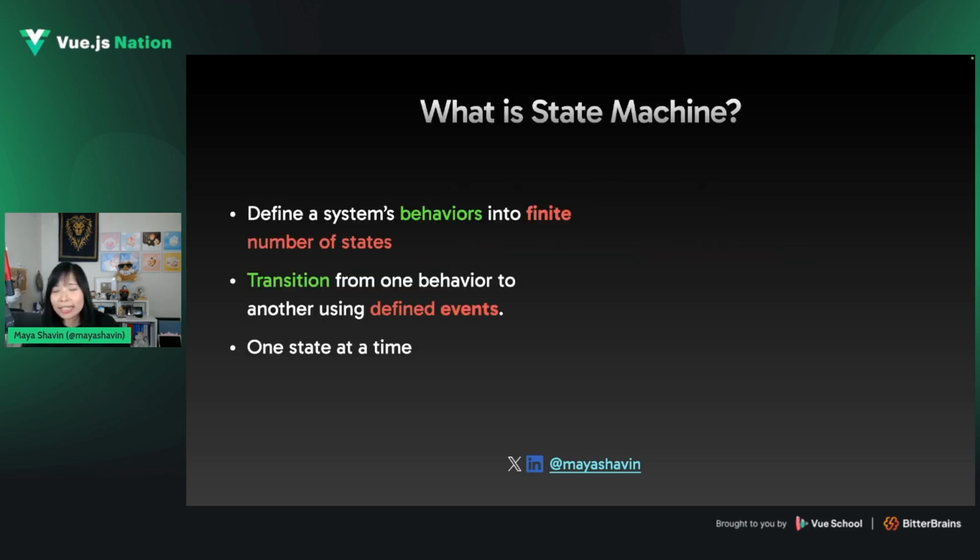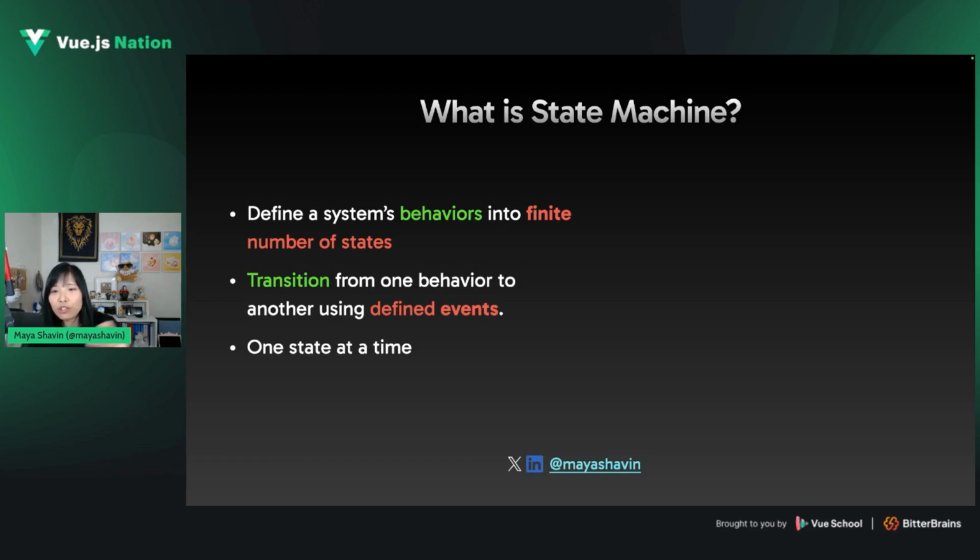Okay, so what are state machines? I would say a state machine, or finite state machine, is just a code logic, or you can call it a model, or you can call it a machine. What it does is that it defines a bunch of behaviors of a system into a finite number of states, which means a behavior of a system will be matched to a state. And the transition from one behavior to another behavior is called an event.